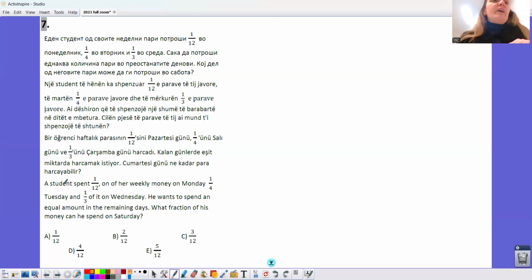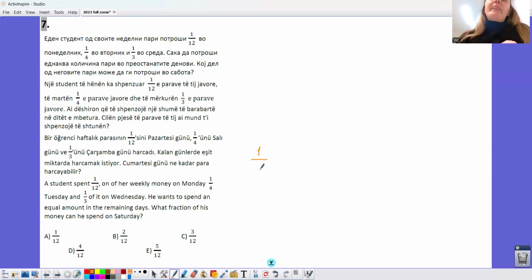Now, the seventh one. In the seventh one, a student spent 1/12 of her weekly money on Monday, 1/4 on Tuesday, and 1/3 of it on Wednesday. She wants to spend an equal amount in the remaining days. What fraction of her money can she spend on Saturday? So firstly, let's add all these fractions to see in total how much of her money she has spent.